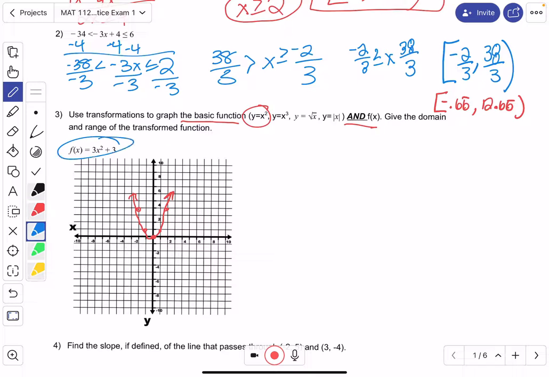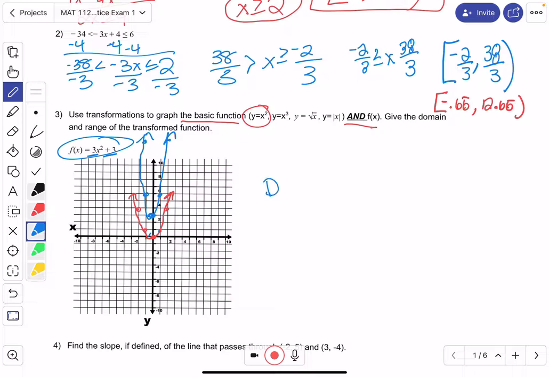Now we want to graph f of x. So we need to take each x value, multiply it by 3, y value times 3, and then move it up 3. So if we start with the vertex, 0 times 3 is 0, and then we slide it up 3. If we do this point, 1 times 3 is 3, slide it up 3 more, we get 6. Then if we do 4, 4 times 3 is 12, slide it up 3 more, it's 15. So we have a really steep U here. So that would be our f of x.